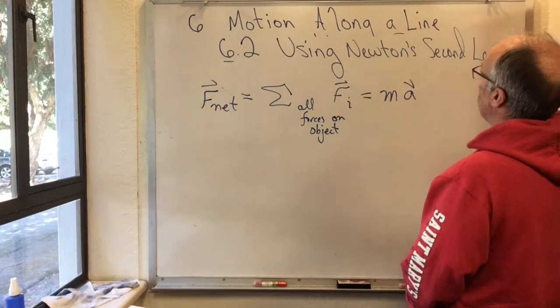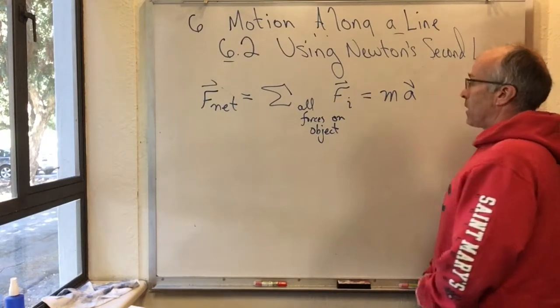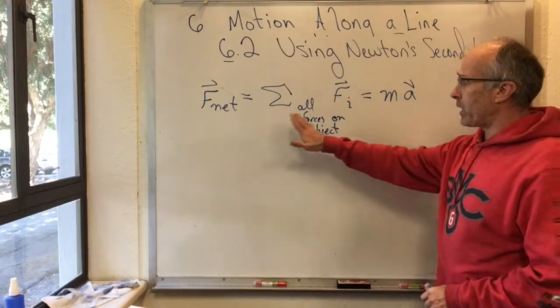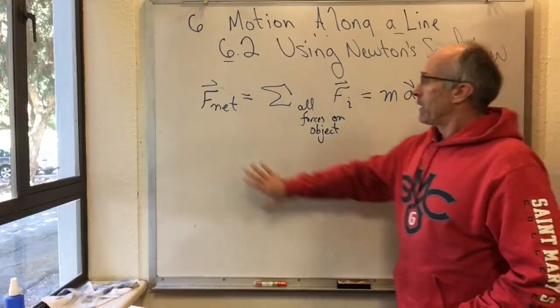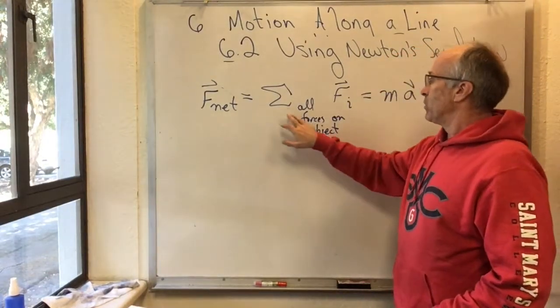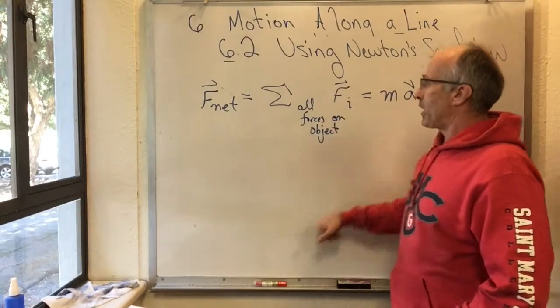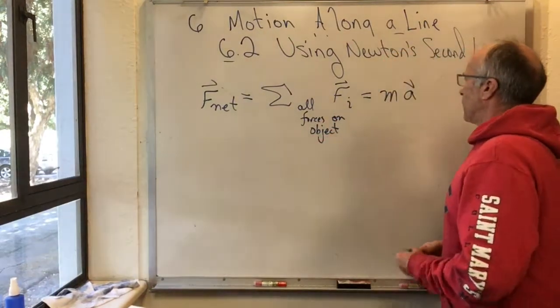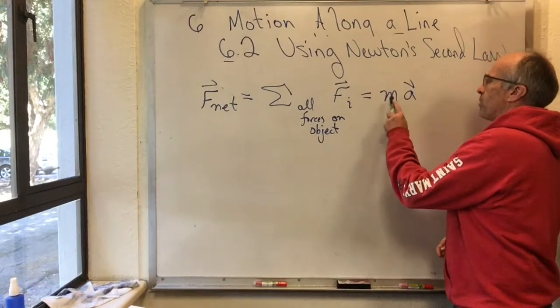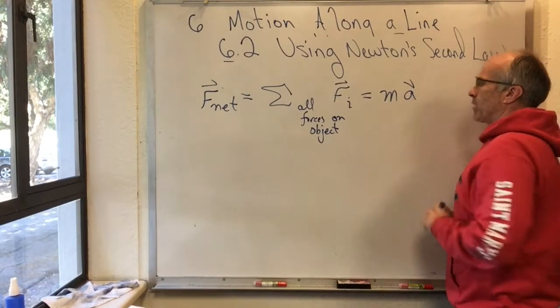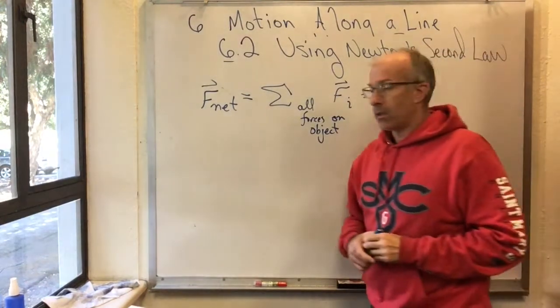This is 6.2, using Newton's second law. So I've written out Newton's second law: F net is equal to the sum of all forces on an object, F sub i. That's what we mean by F net. And that's supposed to be equal to the mass of that object times the acceleration of that object.